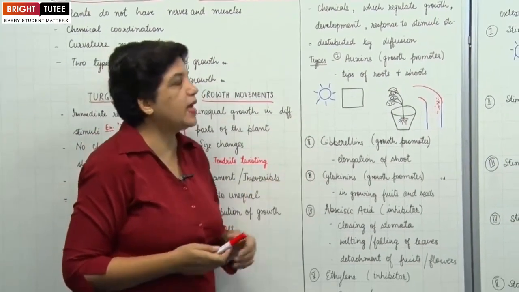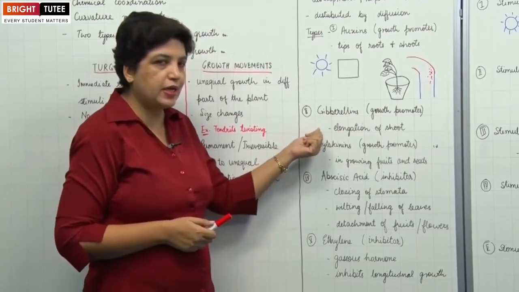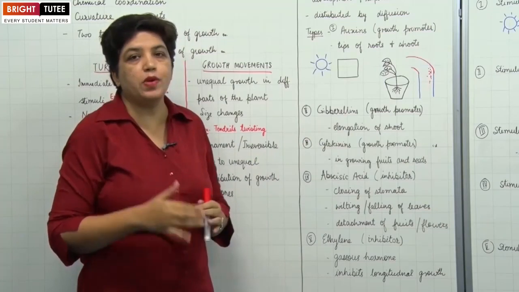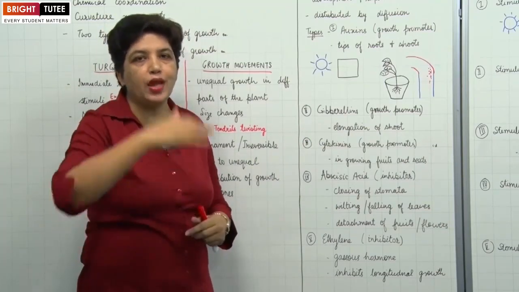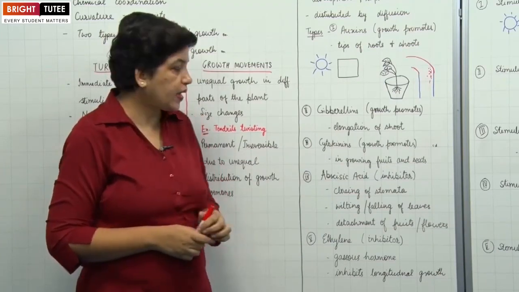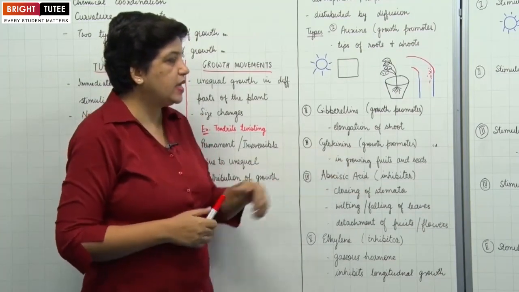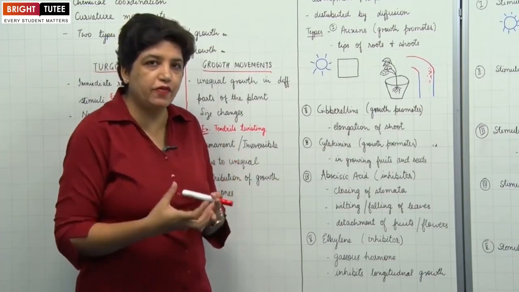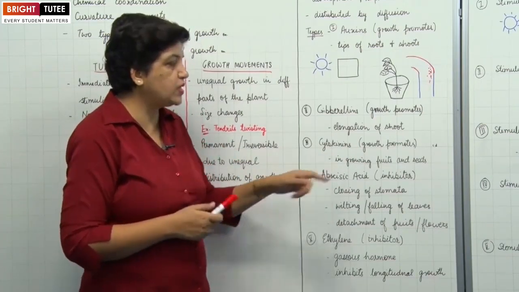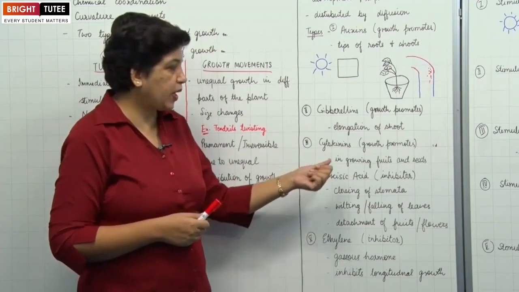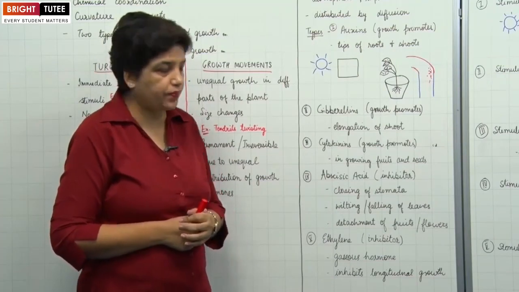Now, another type of phytohormones are gibberellins. These are also growth promoters. They are responsible for elongation of the shoot. The height of the plant increases because of these hormones. Next, the cytokinins. These are also growth promoters. They promote the cell division, especially in fruits and seeds. The fruits and the seeds, they grow in size because of cytokinins.